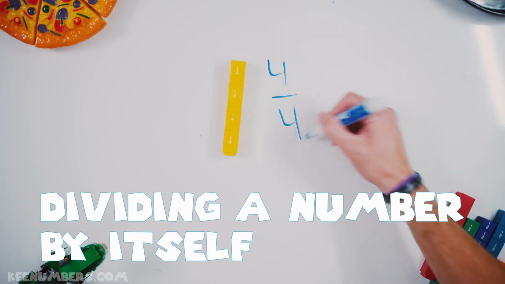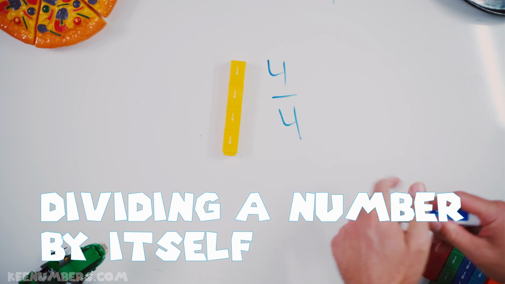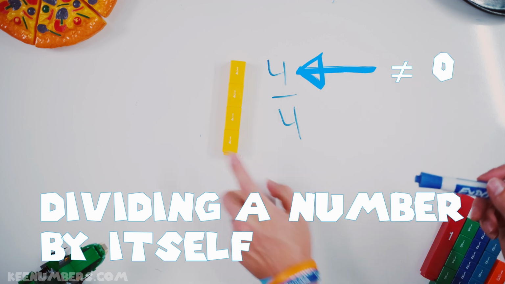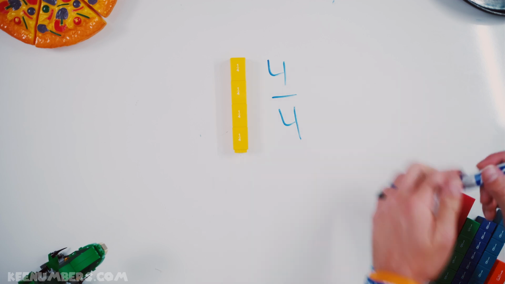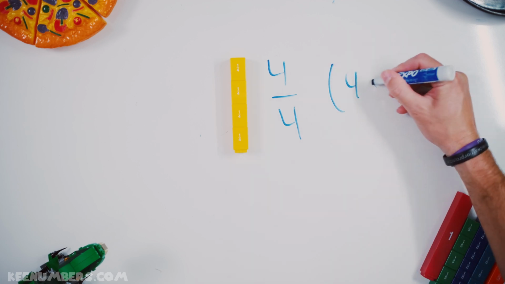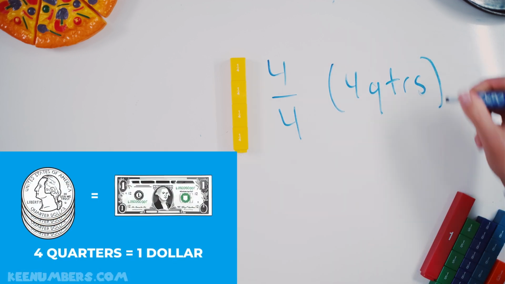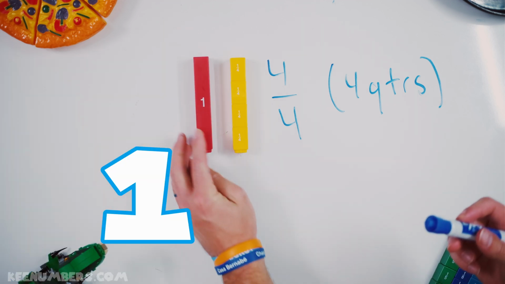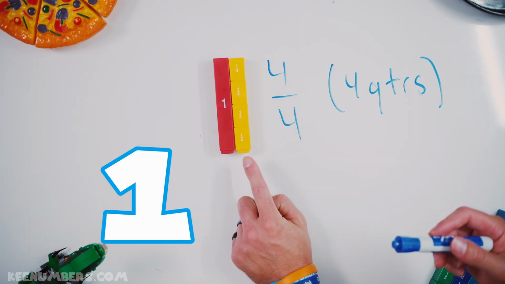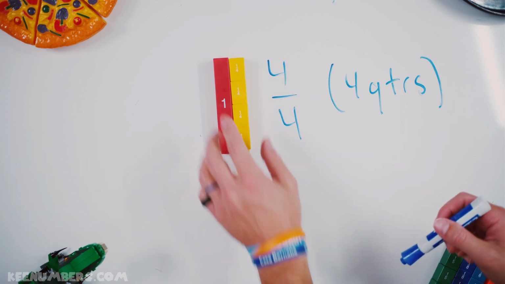We're going to talk about dividing a number by itself, as long as that number's not 0. Now, 4 over 4, 4 quarters. That's what we're talking about here. 4 quarters. I'm going to claim to you that that's a big whopping 1. Hey, look at that. 4 quarters is equal to 1.